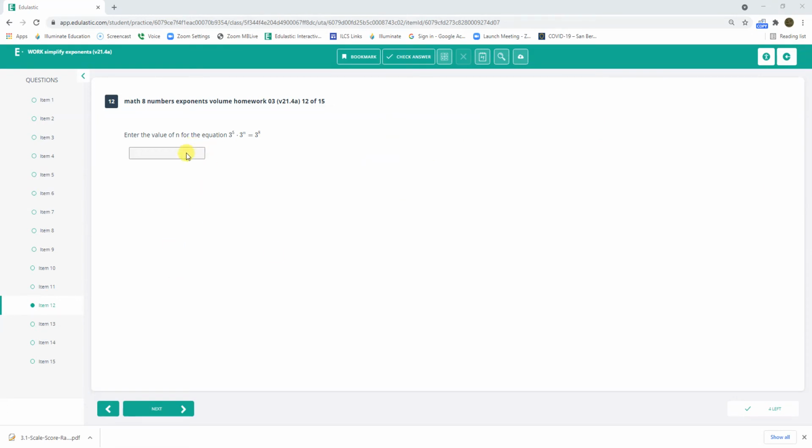Enter the value of n for the equation that'll make it work. Well, it's 3 to the 8th. I have a 3 to the 5th times a 3 to the 3rd, which would give me a 3 to the 8th. So it's a 3 right there.